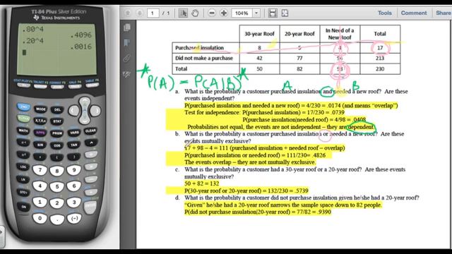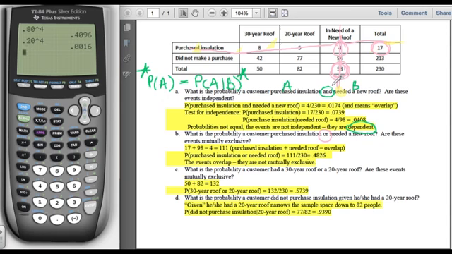So to get my top number, I would say the 17 who purchased insulation plus the 98 who needed a new roof minus the overlap that's being counted twice. That's 111. So it would be 111 out of 230. If I divide those, it's 0.4826. To answer the question, are these mutually exclusive? Because these events overlap, they are not mutually exclusive. In order to be mutually exclusive, you can't be in both categories at the same time. There are 4 people who both purchased insulation and needed a new roof. They are not mutually exclusive.